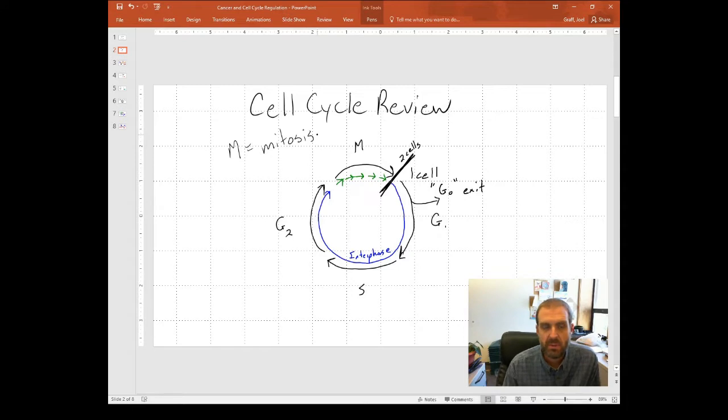In the near future, we're going to be talking about meiosis, spelled a little different, and also involves quite a few different steps. So anyway, we're talking about mitosis here, and this is just your typical one cell goes to two cells.